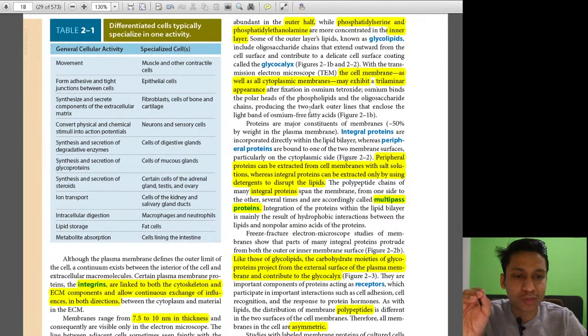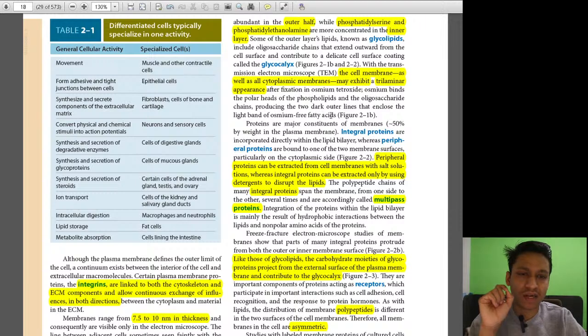Let's check. Osmium binds the polar head of the phospholipid and the oligosaccharide chain, producing two dark outer lines that enclose the light band of osmium-free fatty acids. So we have a polar head, a non-polar chain, then again a non-polar chain and a polar head. Osmium binds to the polar heads of the phospholipid, and we have a chain arrangement in between, so it gets a trilamellar arrangement.